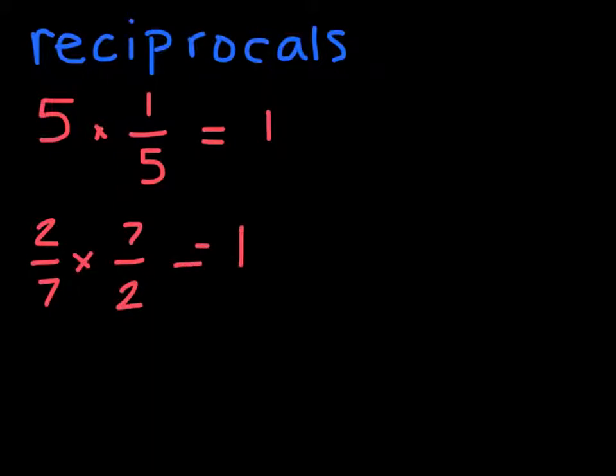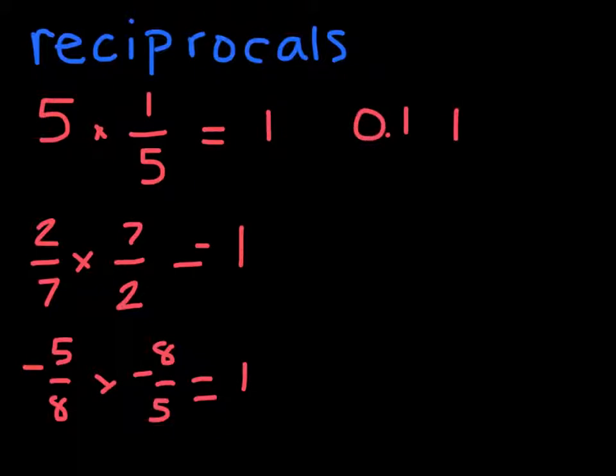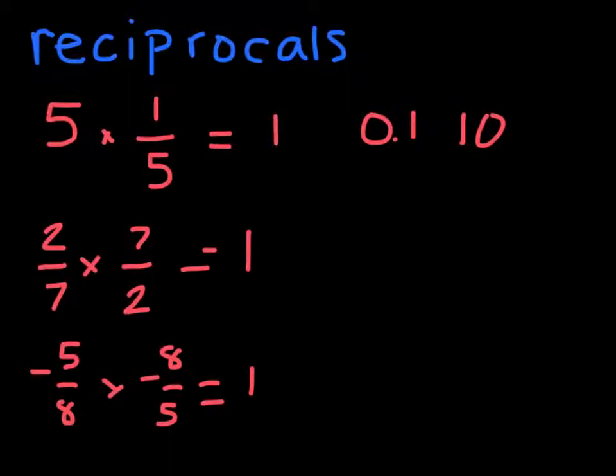That makes them reciprocals. What about -5/8 and -8/5? If we multiply those by one another, we get 1. Another example would be 0.1 and 10. If we multiply 0.1 and 10 by one another, we get 1. So they're reciprocals. And let's go on to using reciprocals to divide.